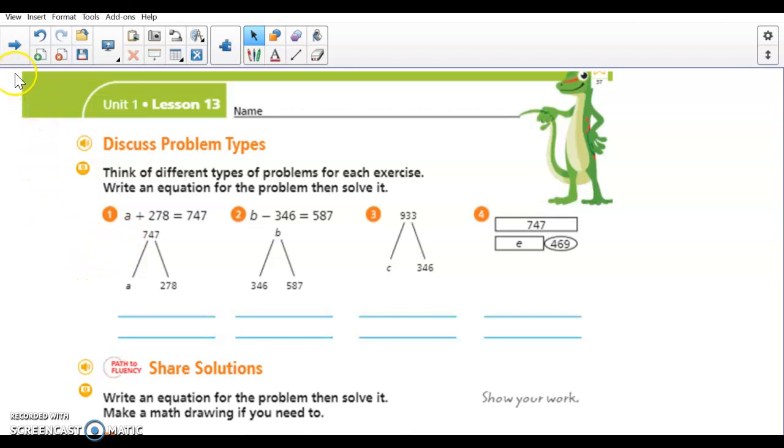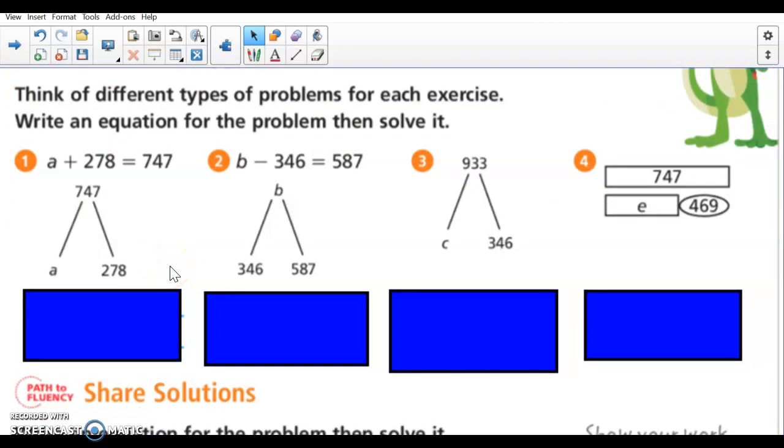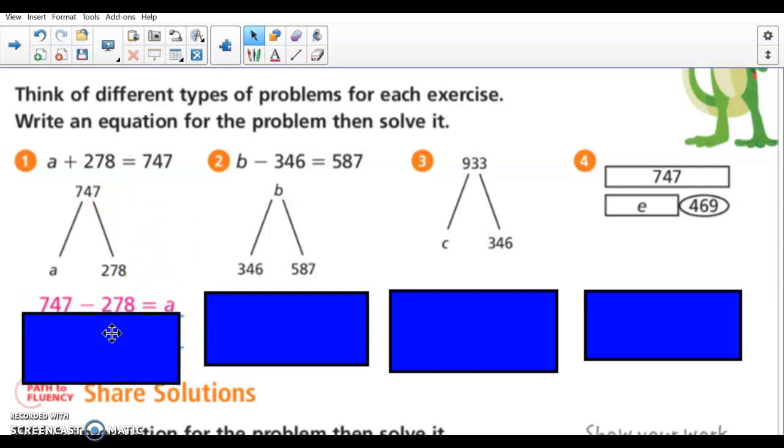Think about how we can write that in a different way. We want to use the inverse operation. So we know the inverse operation of addition, that opposite, is subtraction. So we're going to write it using subtraction. And so another way we could write this is we could say, well, if you start with your 747 and you take away 278, you're going to be left with a.